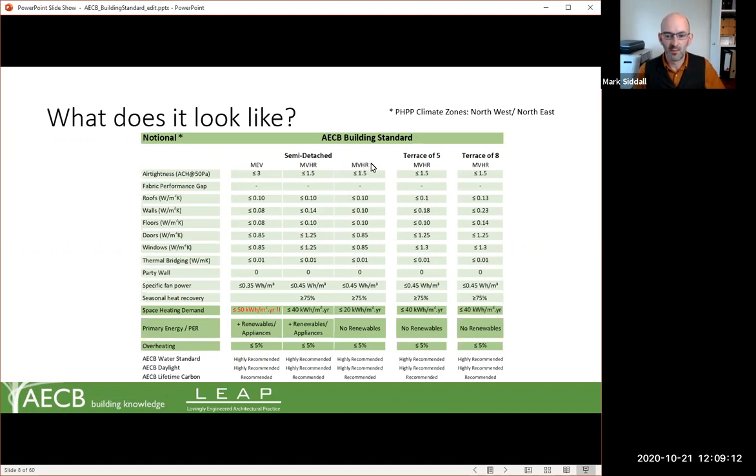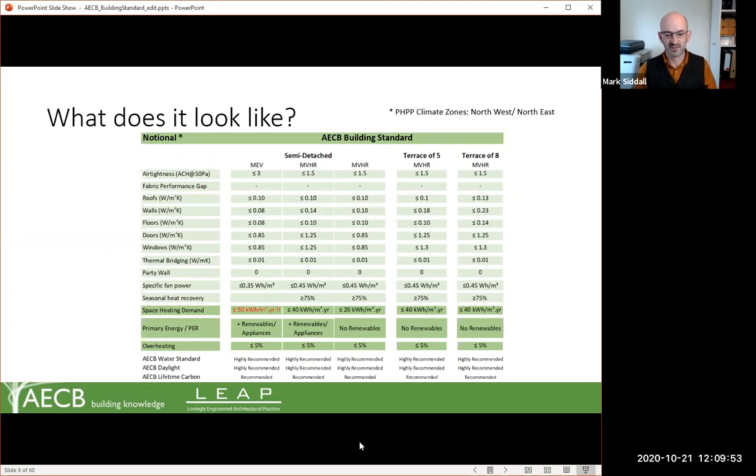Moving further over, we can then start to say, well, how about if we try to address the primary energy or PER by the building fabric alone, or with a greater emphasis on the building fabric, without the need for renewables, I should say. Then what we can see is that the air tightness target is still 1.5. We've got some more onerous U values here, and we end up with a space heating demand somewhere in the region of less than 20 kilowatt hours per meter square per annum. The heat recovery system has an efficiency greater than 75%, and the specific fan power is less than 0.45 watts per meter cubed.